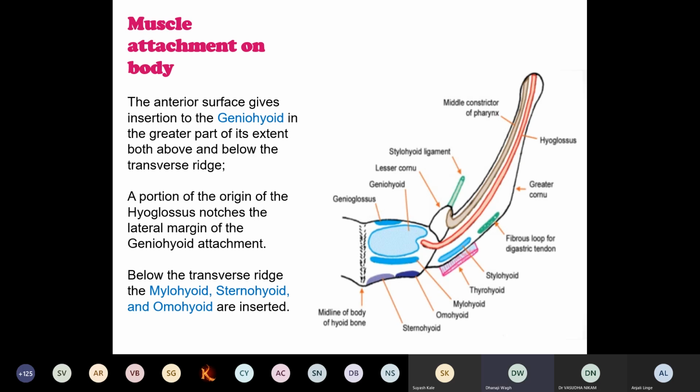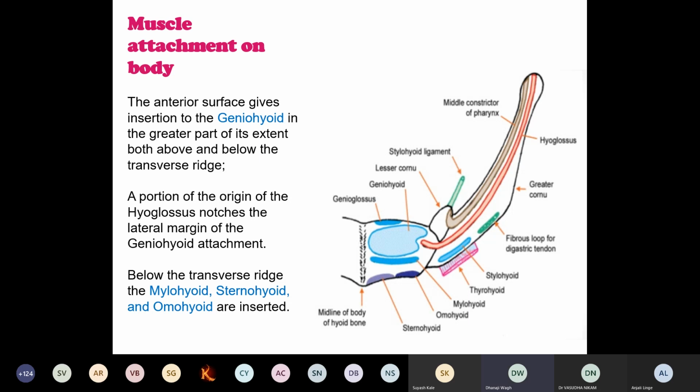So again, you can see there are muscle attachments on the body, the greater cornu and the lesser cornu. We will see them in this diagram. The anterior surface of the body gives insertion to the geniohyoid muscle, in most of the anterior surface of the body of the hyoid bone. It extends both above and below the transverse ridge.